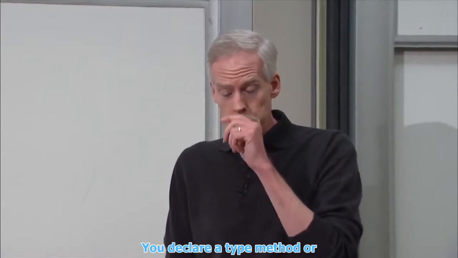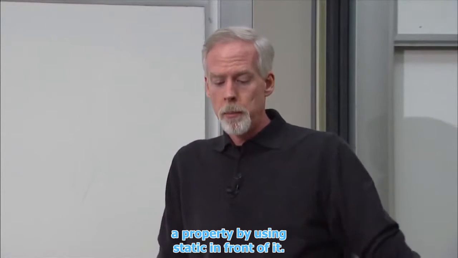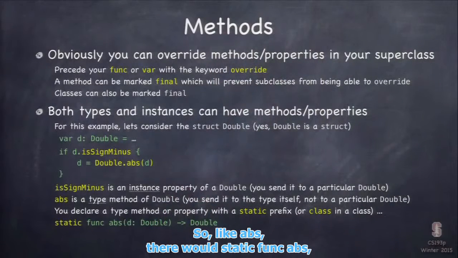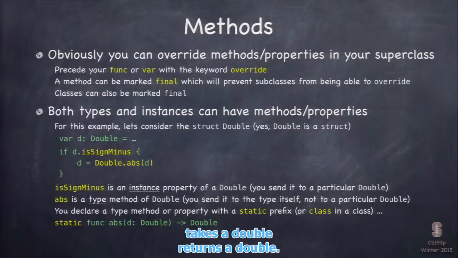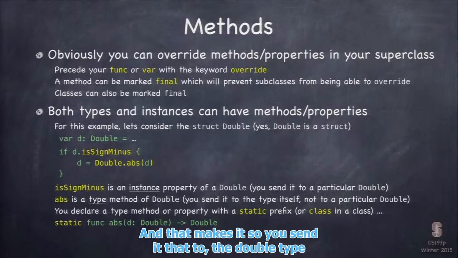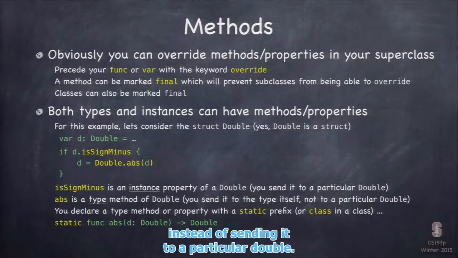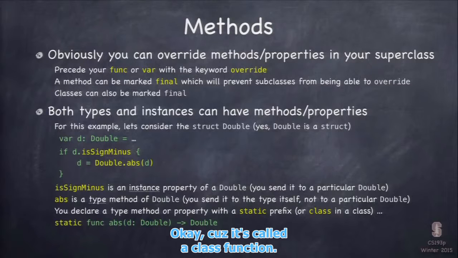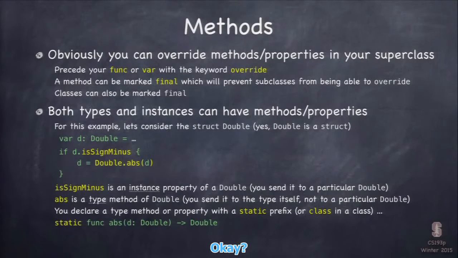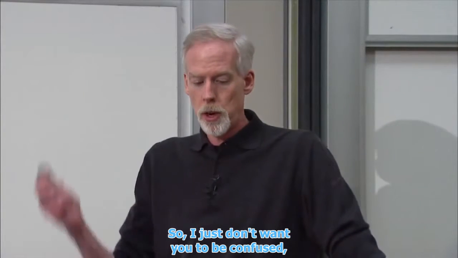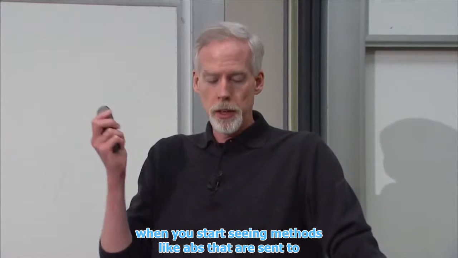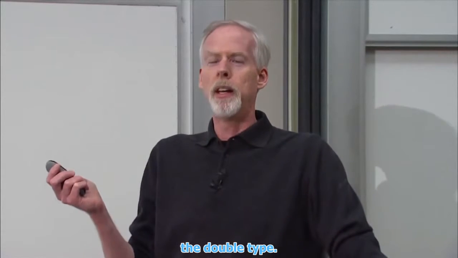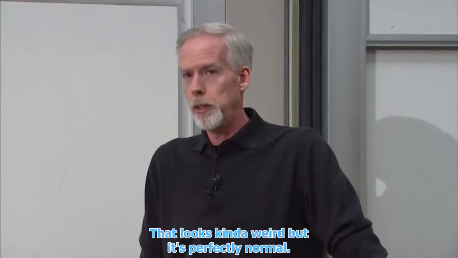You declare a type method or property by using static in front of it. So like abs, there would be static func abs takes a double, returns a double. And that makes it so that you send it to the double type instead of sending it to a particular double. In a class, you use the word class, not static, okay, because it's called a class function. So I just don't want you to be confused when you start seeing methods like abs that are sent to the double type. That looks kind of weird, but it's perfectly normal.